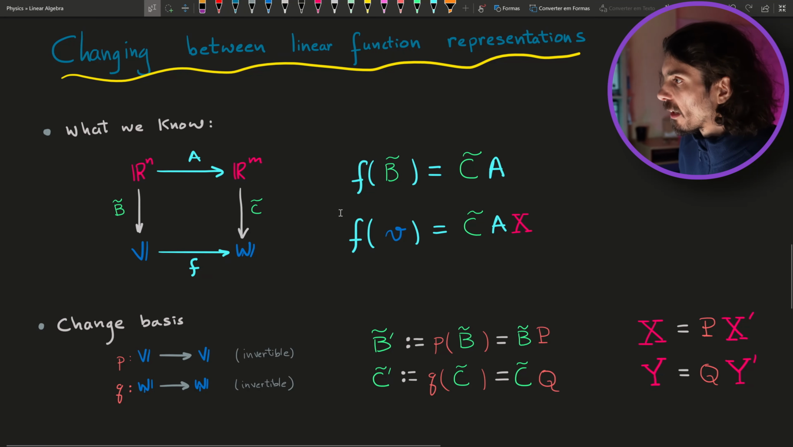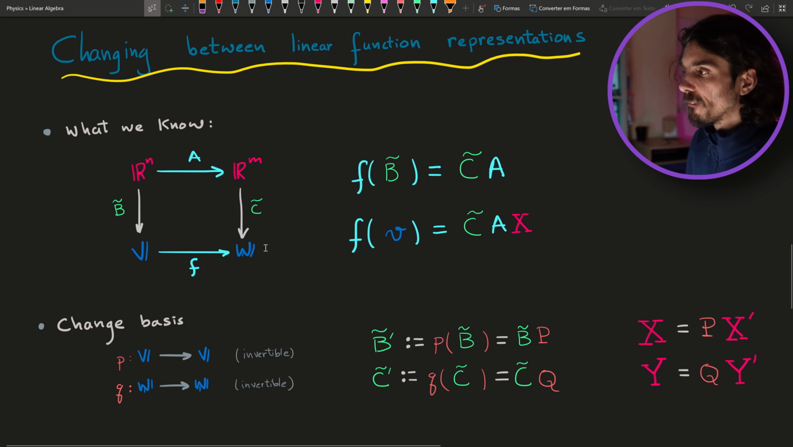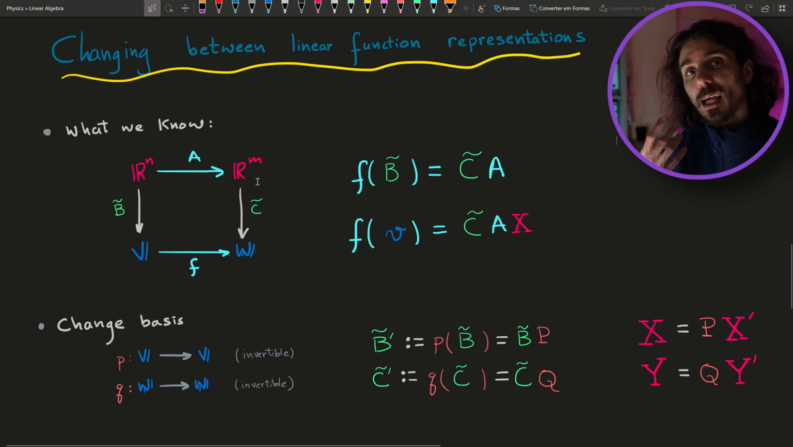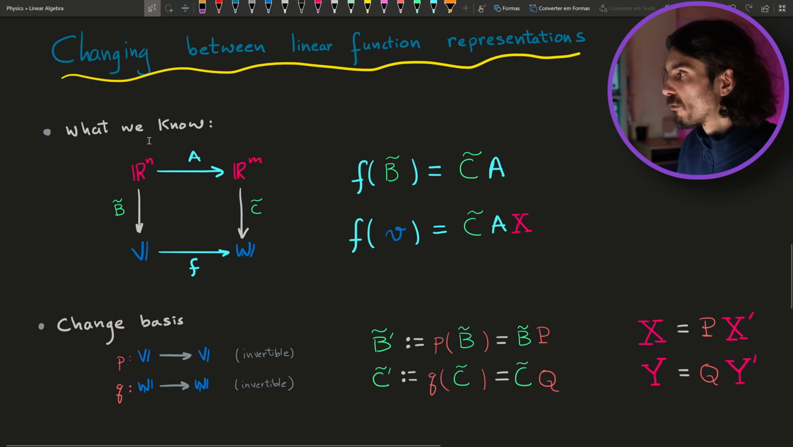Before we look at how we change the representations for a linear function when we change bases, you need to recall what the representation of a linear function is. So what we know is this diagram and these two equations. We have a linear function f between the vector spaces V and W. For V we choose the basis b tilde and for W, c tilde. That allows us to introduce column vectors in R^n and R^m, depending on the dimension of V and W.